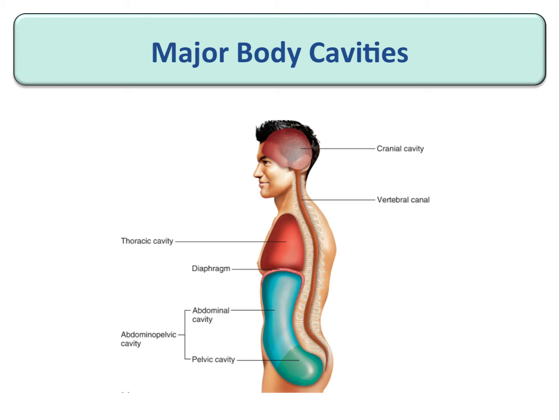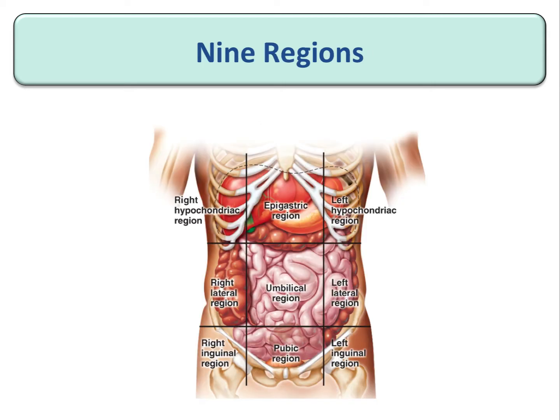Looking ventrally, we find two further subdivisions that are separated by the diaphragm: the thoracic cavity and the abdominal pelvic cavity. The thoracic cavity includes the mediastinum and the pleural cavities, and the abdominal pelvic cavity, as the word suggests, includes both the abdominal cavity and the pelvic cavity. The abdominal pelvic cavity can also be described in terms of 9 regions or 4 quadrants.